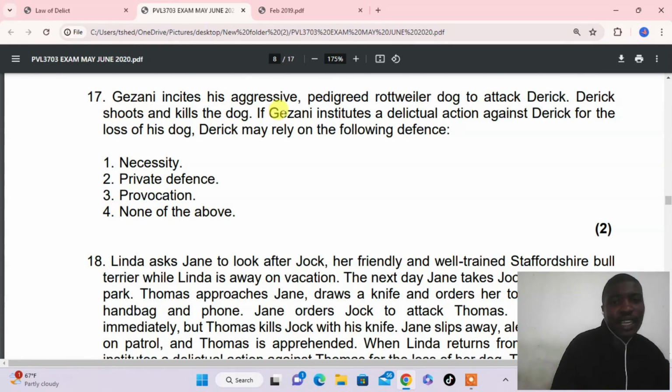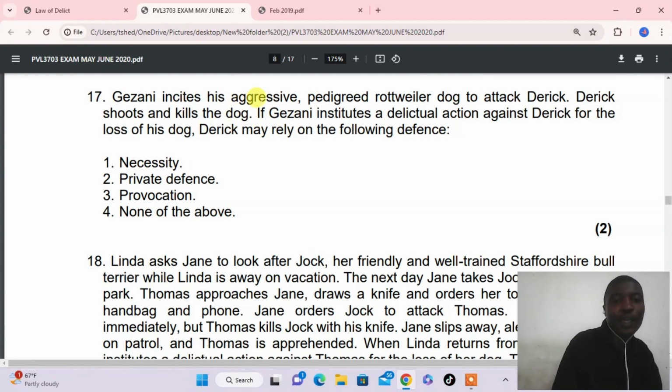Gezani incites his aggressive pedigree Rottweiler dog to attack Derek. Derek shoots and kills the dog. If Gezani instituted a delictual action against Derek for the loss of his dog, Derek may rely on the following defenses. Although we have not read much about the grounds of justification, it is very important for you to know that a dog cannot act in private defense. It should be acting out of necessity.